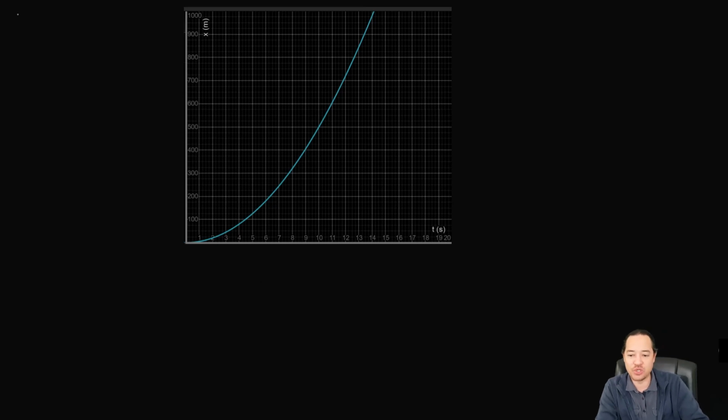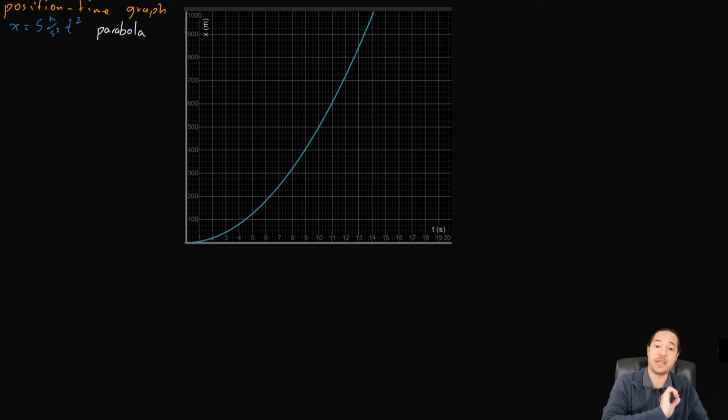Now let's look at what the instantaneous velocity might look like graphically using this position versus time graph. I've graphed out the function for the position of the rocket ship. If you recall, the equation was x equals 5 meters per second squared times time squared. Since we have a time squared here, we should expect the curve to look like a parabola, and that's exactly what this curve looks like. It looks like a parabolic arc, which is exactly what we are expecting.